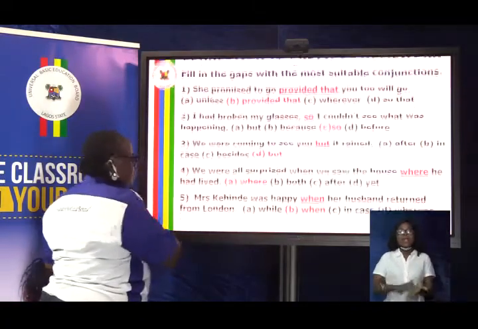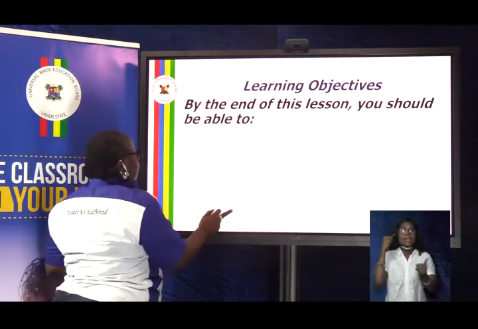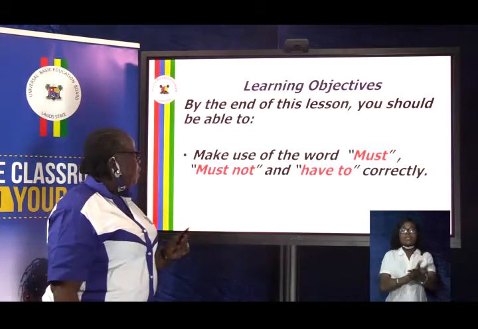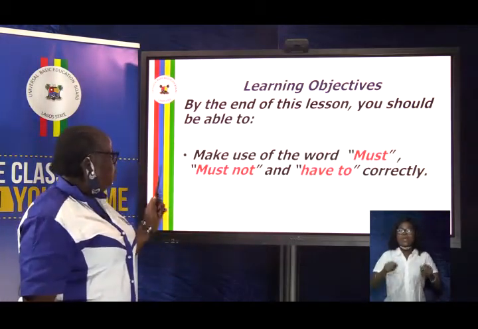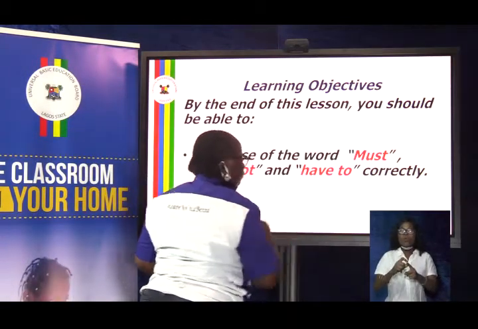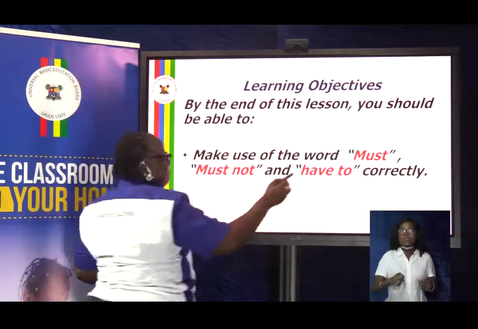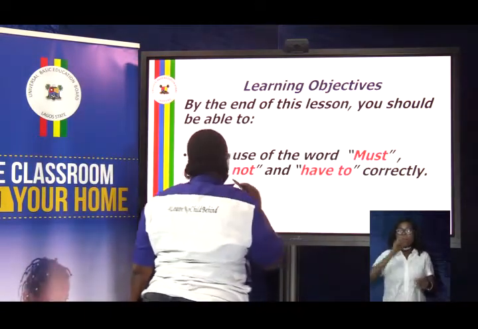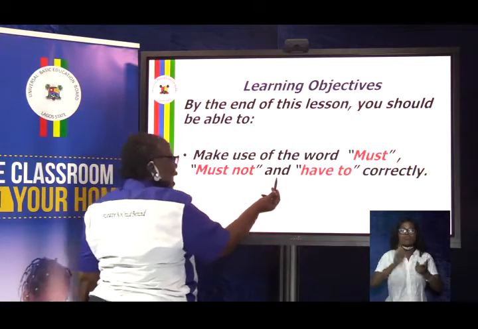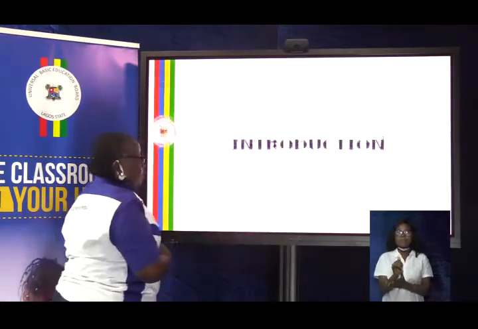Now to the learning objective for today. By the end of this lesson, you should be able to make use of the word must, must not, and have to. You must be able to make use of them correctly.